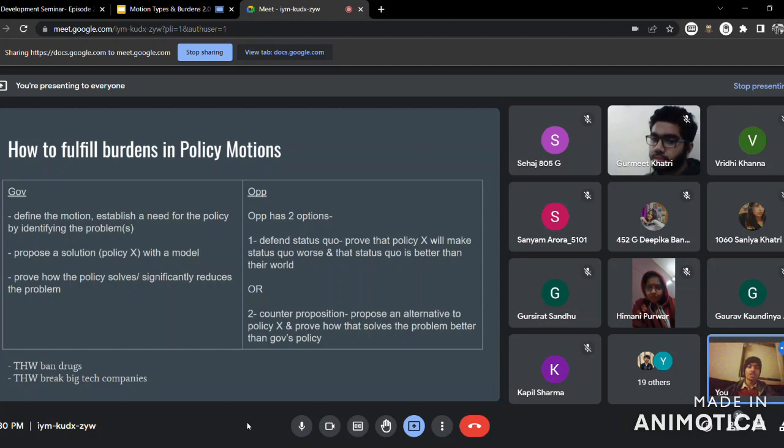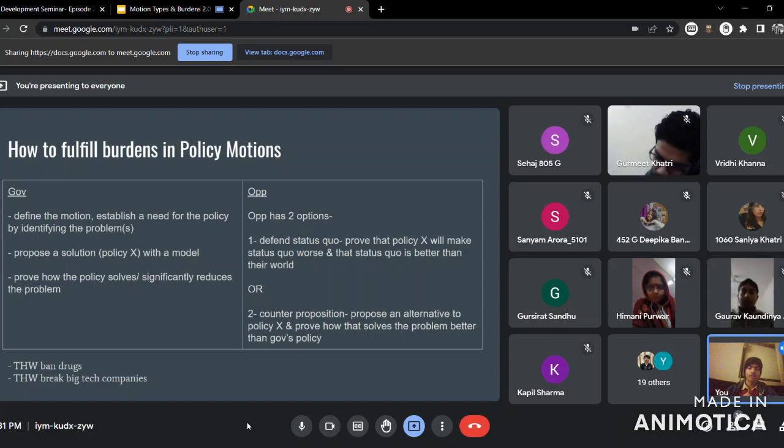So the difference between these two approaches is that if opposition has the first approach, the debate is between policy X on government versus status quo on opposition. Status quo is the current world that we live in. So the debate is between policy X versus status quo.